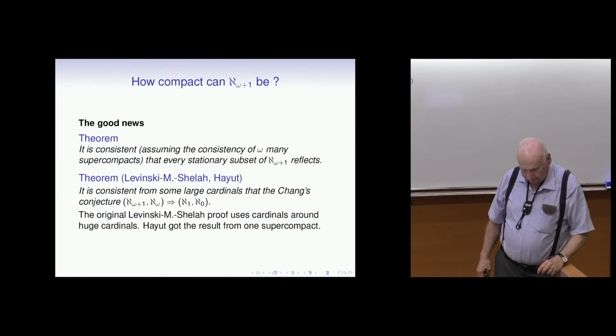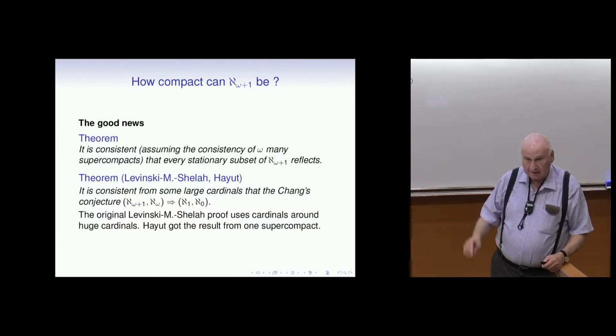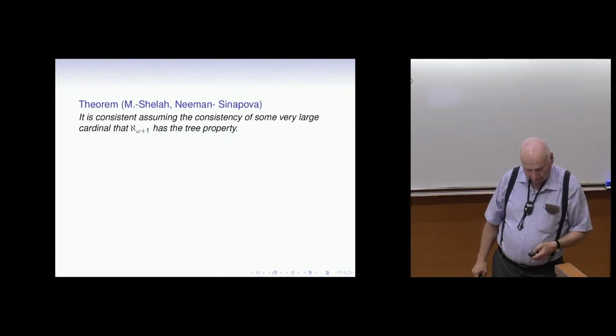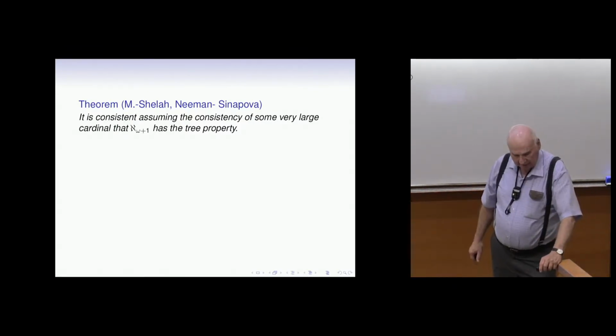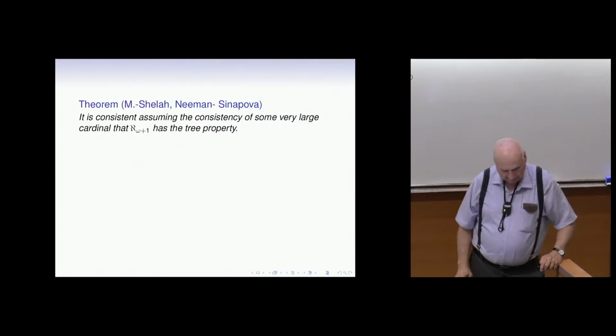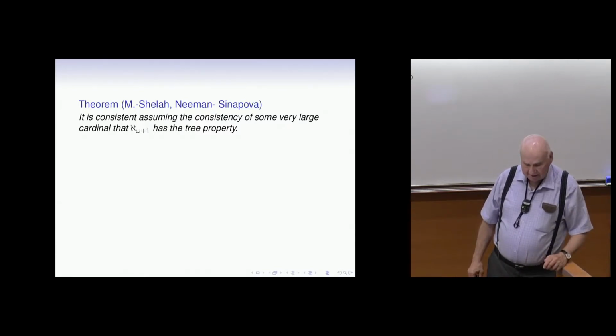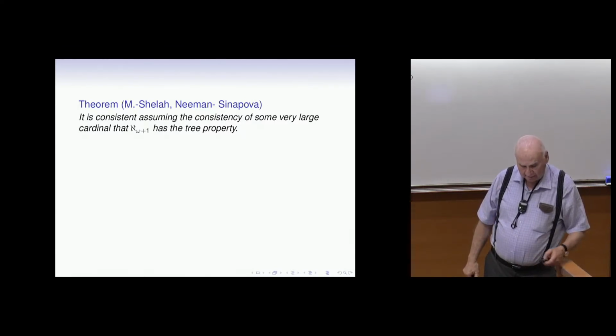For Aleph Omega 2, they got the results from just one supercompact. That's a relatively recent result. We'll say something about the proof later. Okay, what about the tree property? Again, a result with Sherlock quite a number of years ago. It is consistent, assuming the consistency, again, of some large cardinals around huge cardinals, that Aleph Omega plus 1 has the tree property.